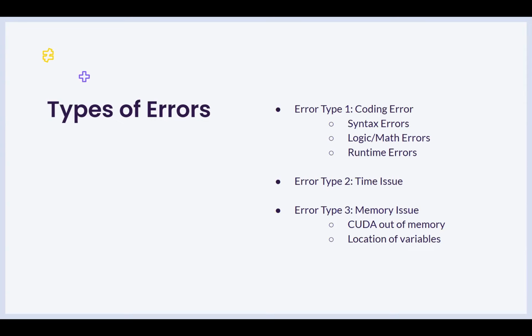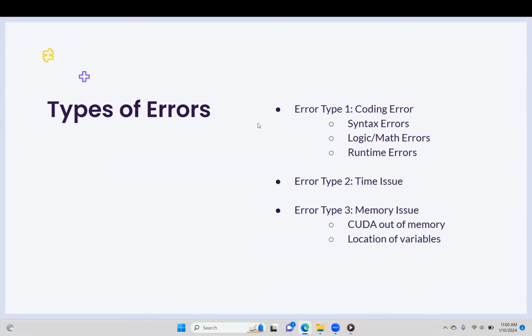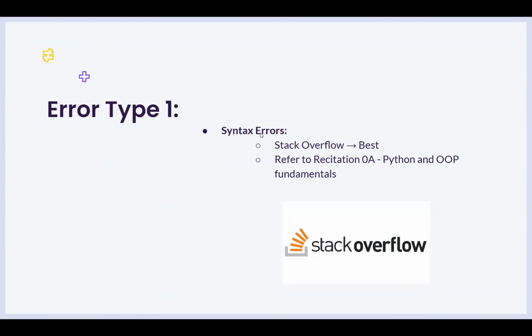In this recitation, we will be talking about three types of errors: the coding errors, the time issue that you might face while training, and the memory issue. In terms of coding errors, there are three basic errors that we will be covering: syntax errors, logical mathematical errors, and runtime errors. Finally, in the memory issue, we're going to be talking about how to deal with the common problem of CUDA out of memory, and when you see that some of the variables are not on the device, and how to handle them.